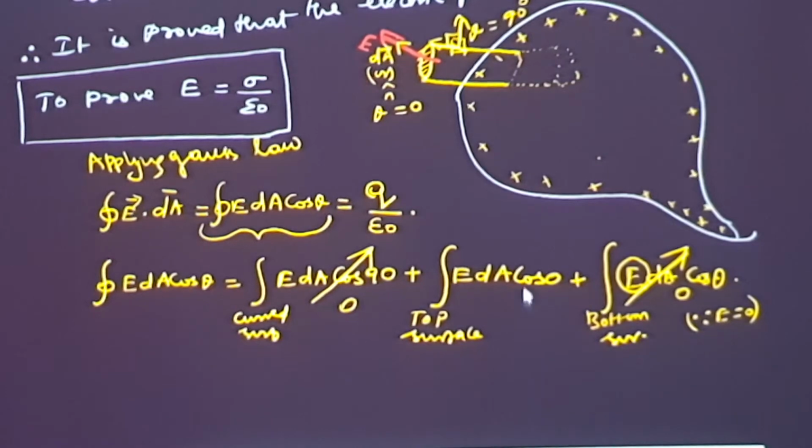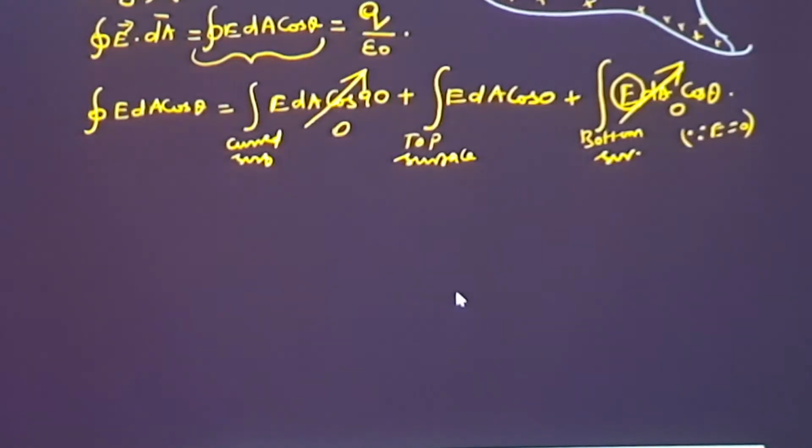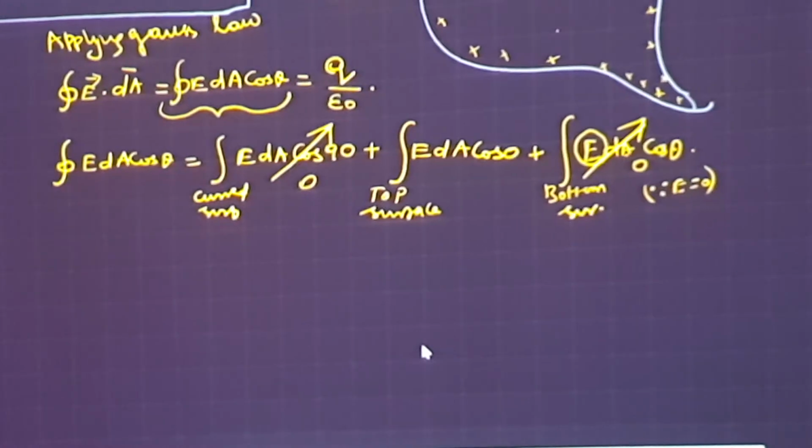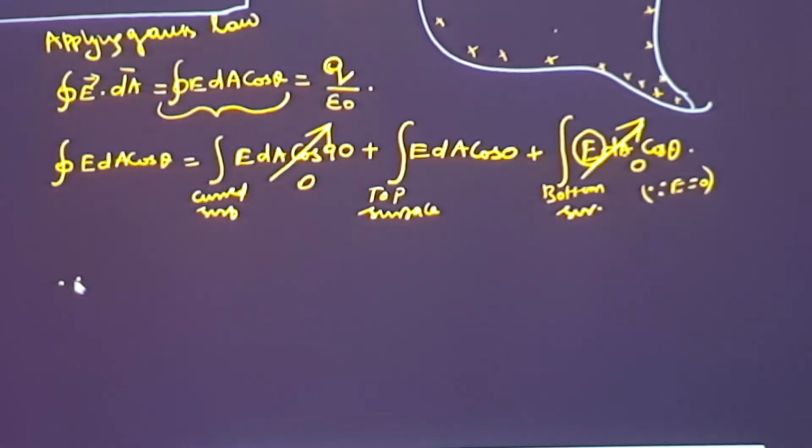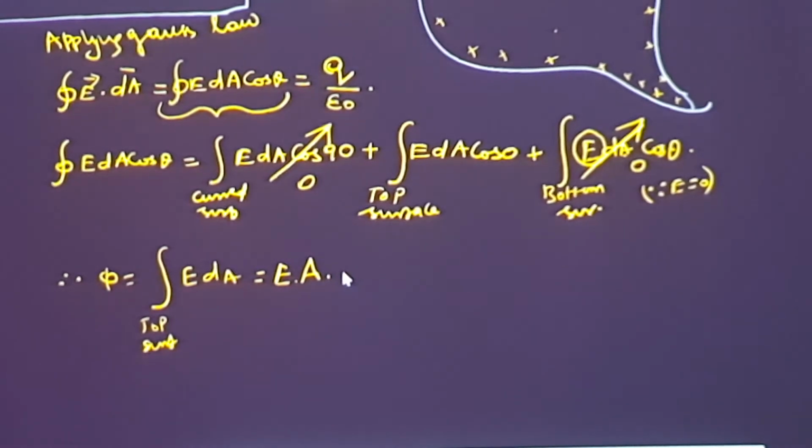Therefore, I can write the flux. So let us consider the flux value. Therefore, the flux phi is equal to integral over the top surface of E dA, which is equal to E, considered to be constant, times the integral of dA, which gives A. According to Gauss law, it is equal to Q by epsilon 0. Let us consider this equation.